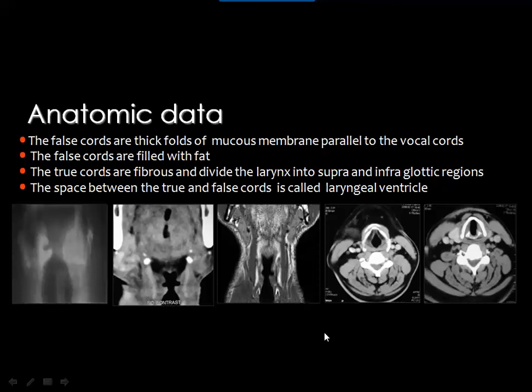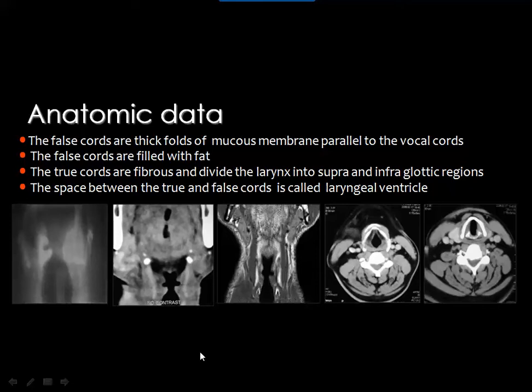Then if you have the coronal images like this by CT and by MRI, you are able to see the true vocal cord and the false vocal cord above it, and the depression filled with air in between, and this is known as the laryngeal ventricle.